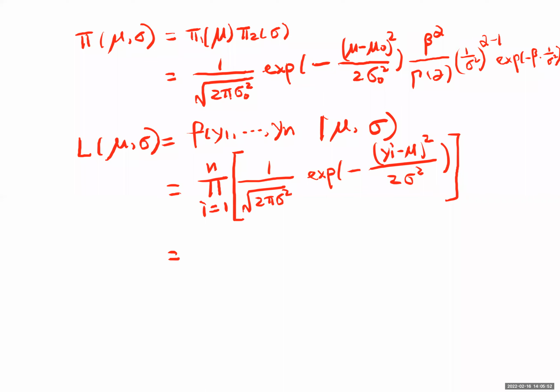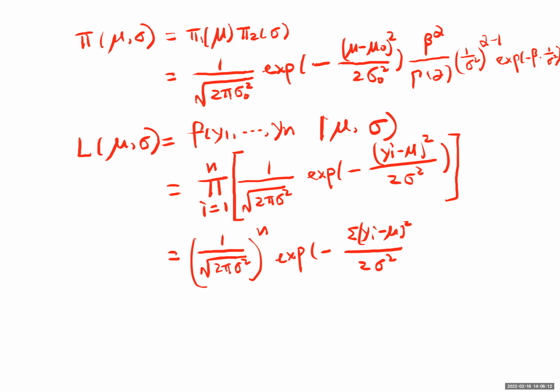We are taking the product of all of those terms. So for the first one, we get 2 pi sigma squared, the whole thing to the power of n. And then in the exponent, we have the sum in the numerator, because the summation is over yi minus mu squared. This is what we did in the previous chapter.